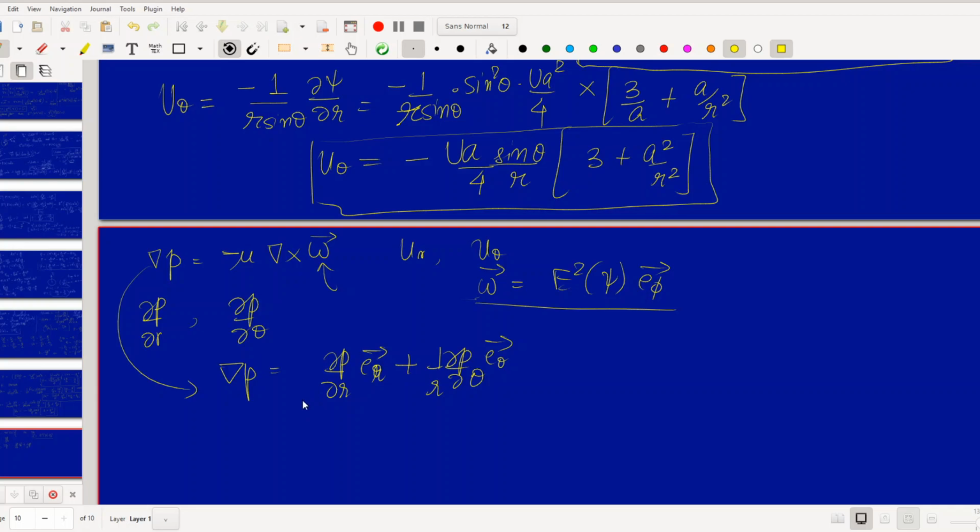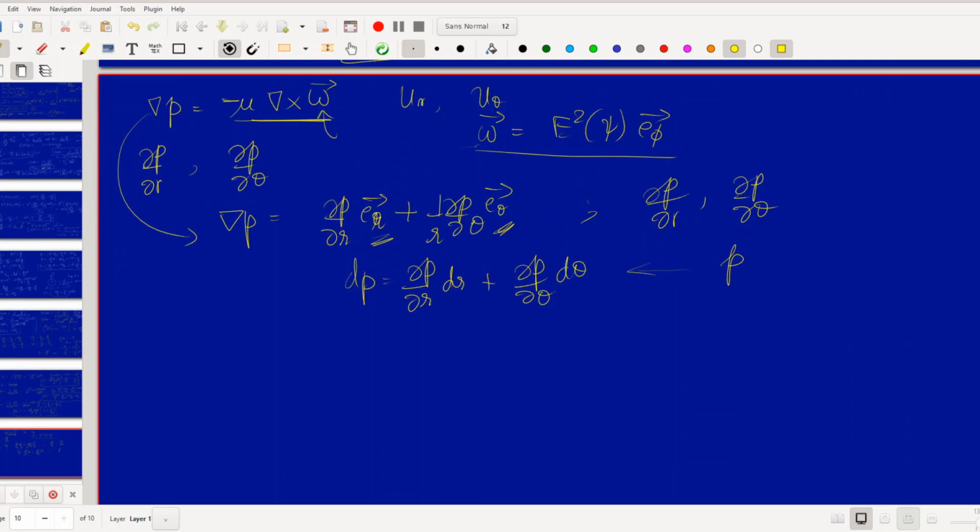Once you have the expressions for er and e theta on the right hand side, you can equate them with this to find out the expressions for del p del r and del p del theta. Once you have these expressions, you can write dp is equal to del p del r dr plus del p del theta d theta, and then you can integrate it to find an expression for p. I leave this as a homework to you. Okay, once you have the pressure, you can plot the isobars for the flow and try to get an understanding of how the pressure also varies.